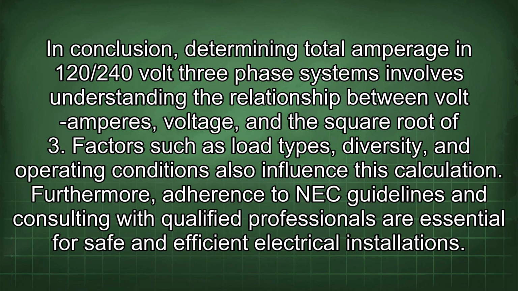In conclusion, determining total amperage in 120/240 volt three-phase systems involves understanding the relationship between volt-amperes, voltage, and the square root of 3. Factors such as load types, diversity, and operating conditions also influence this calculation. Furthermore, adherence to NEC guidelines and consulting with qualified professionals are essential for safe and efficient electrical installations.